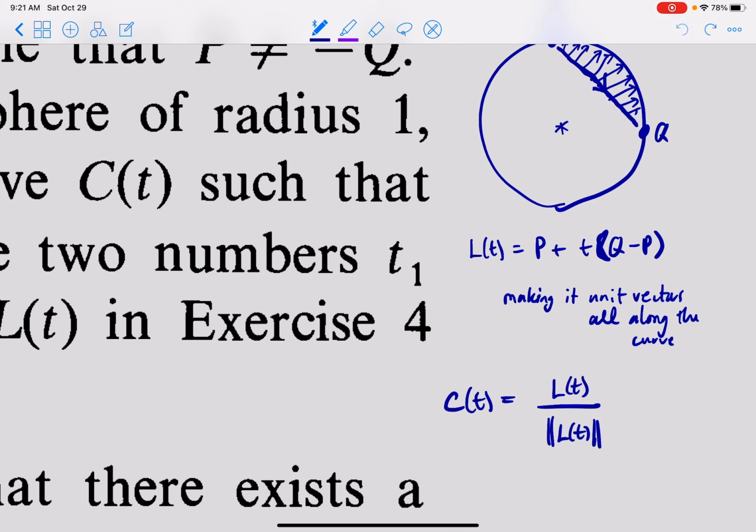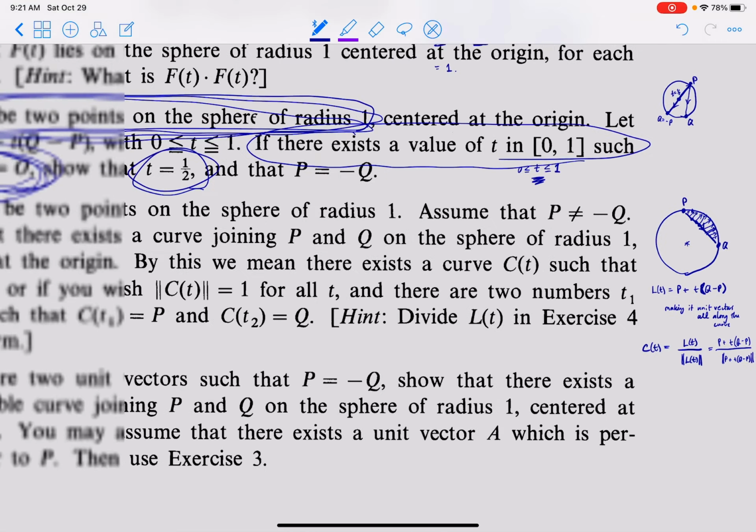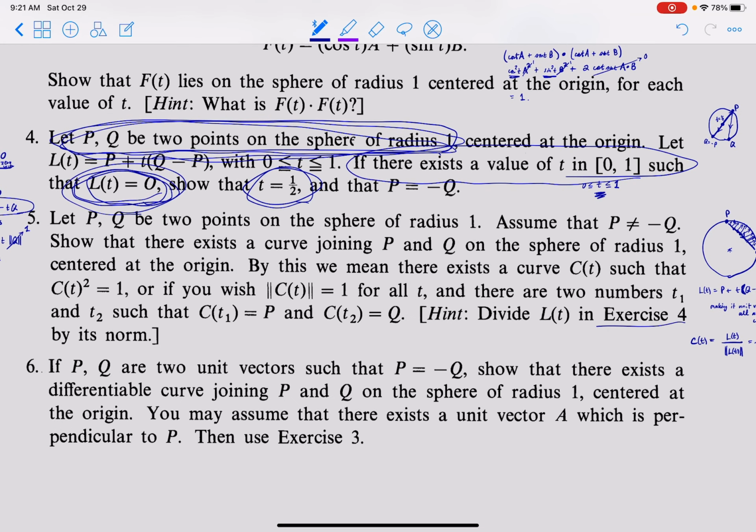This will be a number, a square root of a sum of squares of horrible things. Another way we could write this is to use the formula for L(t): p + t(q - p) divided by, so this is a vector up here, and then we're just going to scale the vector by a number. We're going to divide it by this number, which will depend on t. It'll scale at every point, no matter what the value of t, by the right amount so that it's on the sphere. That's it. Hint: divide L(t) by its norm. That's what we did.